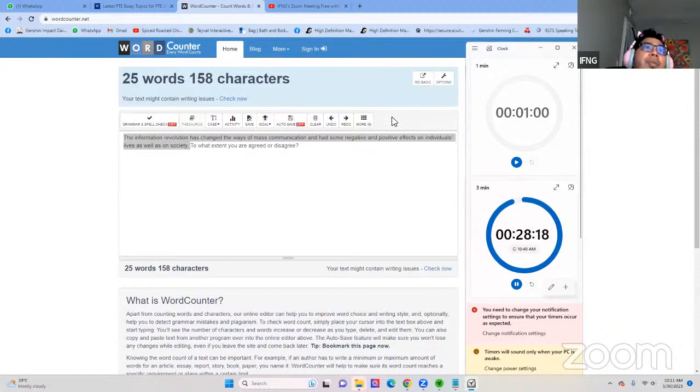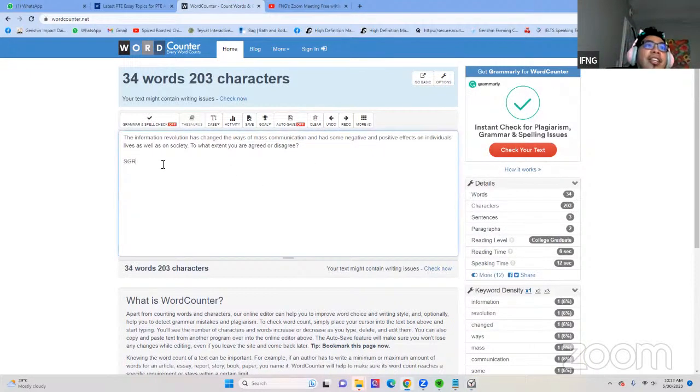Come on, guys. The information revolution has changed the ways of mass communication, with some negative and positive effects on individuals. To what extent? Okay, so we are agreeing with this one. There are positive and negative effects. We agree that there are positive and negative effects. And to what extent are we agreeing to it? Okay, so this is a unanimous decision. Guys, be mindful. Kailangan, hindi tayo pwedeng magtagal pag nagde-decide ha. Isang minuto na yung naubos natin. All right? So we agree.